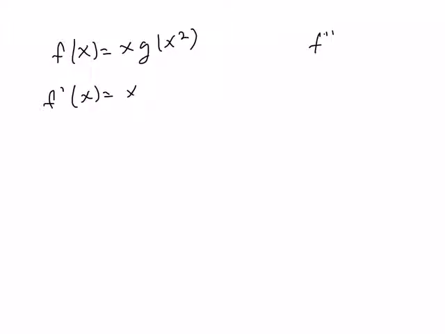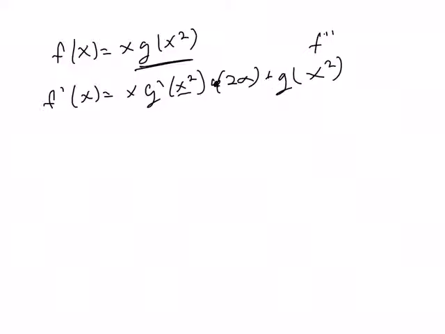If g is a twice differentiable function, and we have f of x is equal to x times g of x squared, we want to find f double prime in terms of g, g prime, and g double prime. So f prime of x is, by the product rule, going to give us x, and then the derivative of this, which is g prime of x squared, times the derivative of the inside function, which is 2x, plus, and then you get this, which is g of x squared times the derivative of x, which is 1.